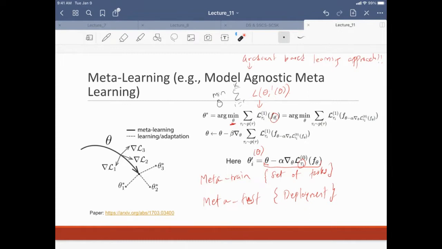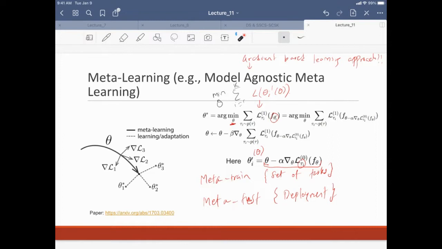Or you have like a cat versus truck classification, right? Or truck versus dog classification. So you have many tasks like this. And now at meta test time, you have very few images of say sheep, right? To detect sheep versus dogs, or like sheep versus non-sheep, right?